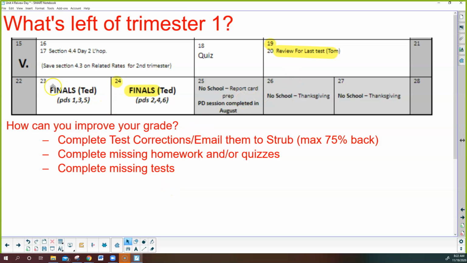I want to have grades completely finalized by Sunday, meaning, or I should say Monday. So you get all your missing work in by Sunday, the 22nd, and then you take the test and you're good and you can enjoy Thanksgiving break.